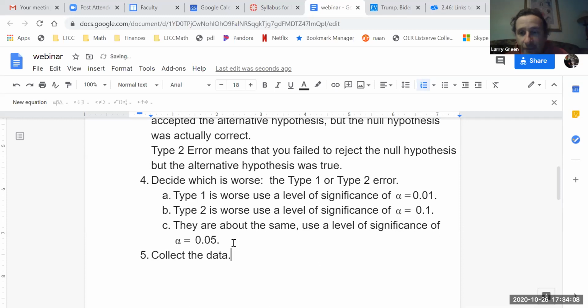So you can never, ever, ever write your hypothesis after you've collected your data. Okay, that's actually wrong. Any questions on that? And you should never, ever decide on your alpha after you've collected your data. Okay, this order matters.